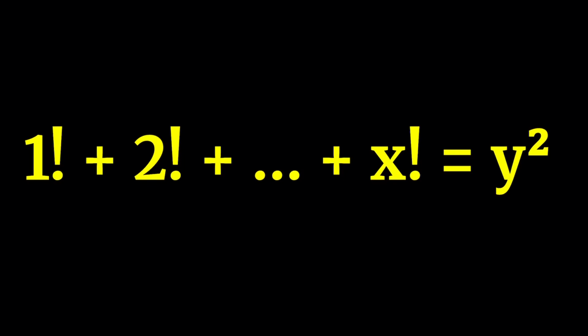Hello everyone. In this video, we're going to be solving a Diophantine equation. What does that mean? It means we're solving for integers. Particularly, we're looking for non-negative integers because we have a sum of factorials. We have 1 factorial plus 2 factorial plus all the way up to x factorial, which is the largest number in our sum, and that equals y squared.